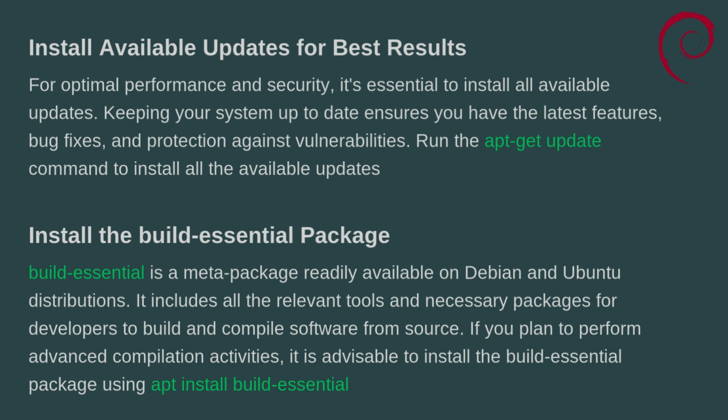Install the Build Essential package. Build Essential is a meta package readily available on Debian and Ubuntu distributions. It includes all the relevant tools and necessary packages for developers to build and compile software from source. If you plan to perform advanced compilation activities, it is advisable to install the Build Essential package using apt install build-essential.